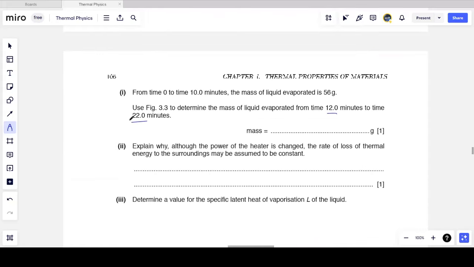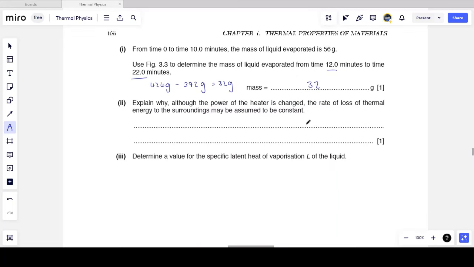So I could do this in my head. I prefer not to. I'd rather write it down in pencil. I had 424 grams at the time of 12 minutes. After 22 minutes, I have 392 grams. And the difference is 32 grams. I will even use my calculator to do that to make sure I don't make a mistake. So the mass of liquid evaporated is 32 grams. Now you can see they gave us two masses, so in the back of your mind, you probably know you're going to need them later on.